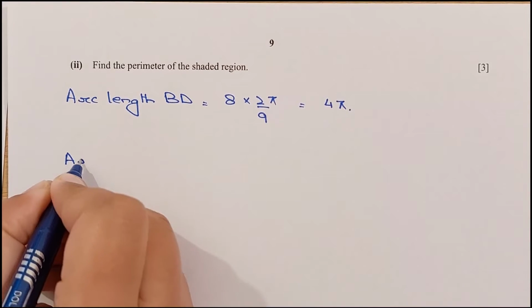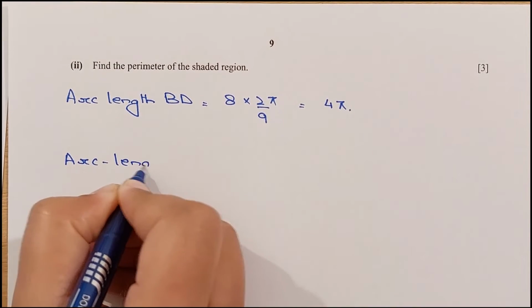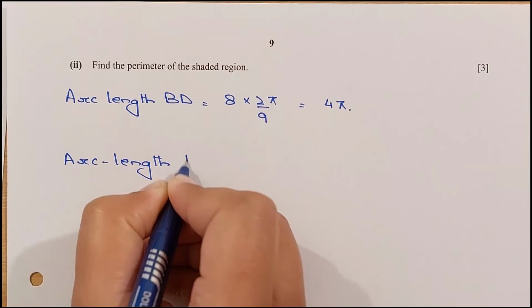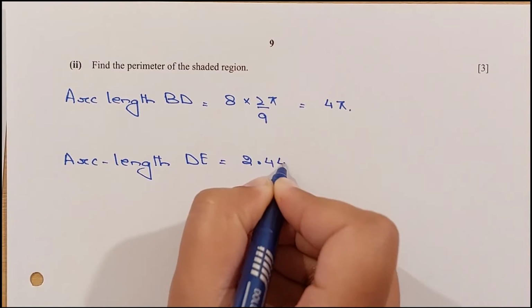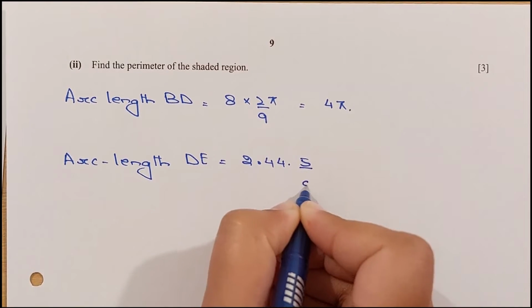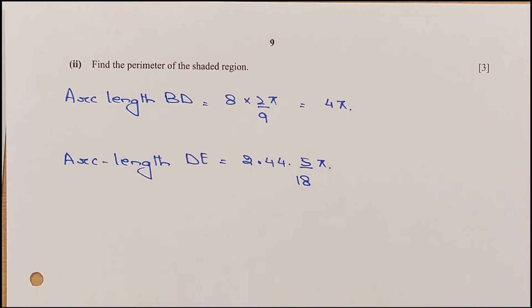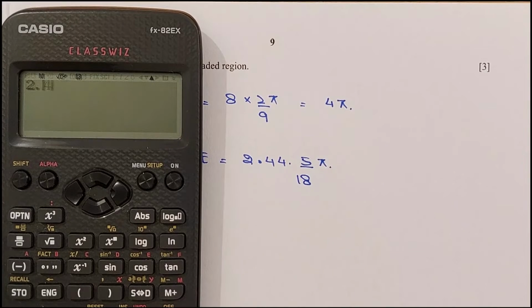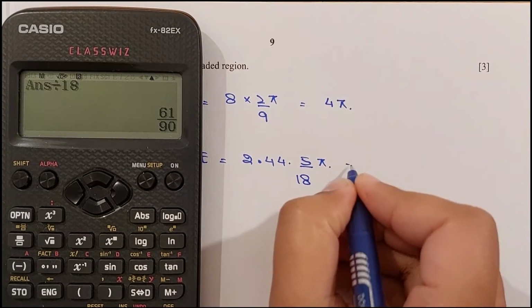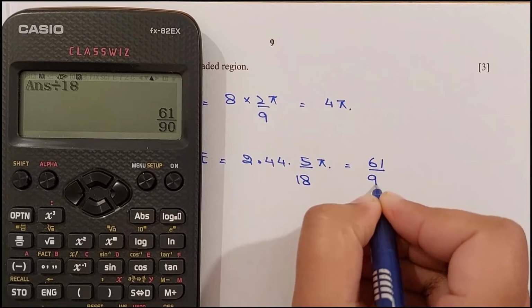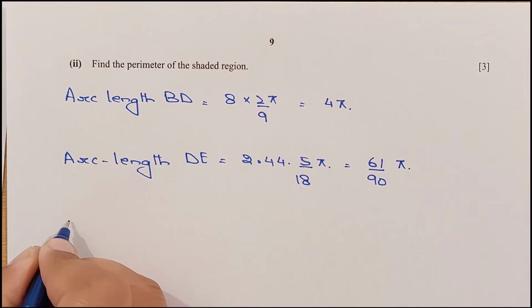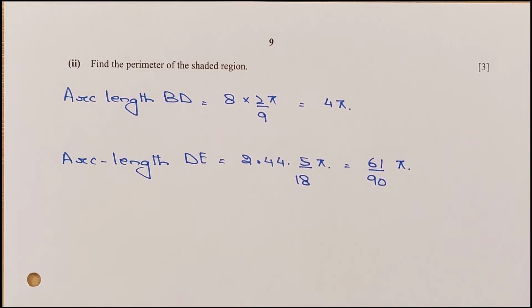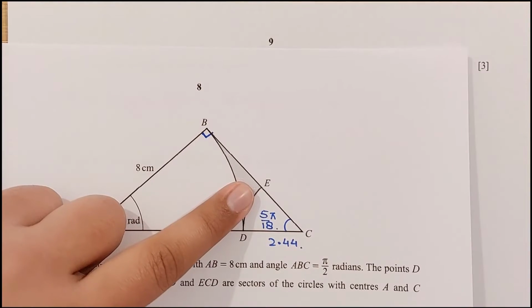Now for the arc length of the smaller sector, that is DE, radius times theta, that is 2.44 times 5 pi divided by 18, this is 61 over 90 pi, right? And the last is the length, let's say this length B to E.